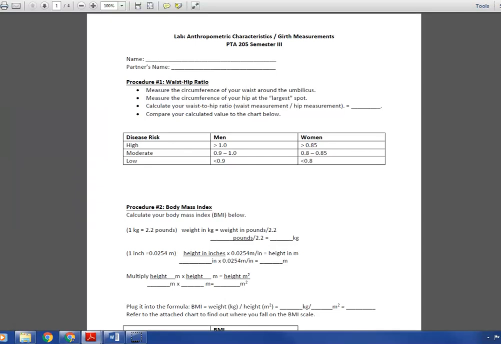So this is the first lab that we're going to do in Therex 1 this semester. So I'm going to walk through the lab with you and explain the different procedures so that when you come to lab this week, you'll be able to work through the different procedures.